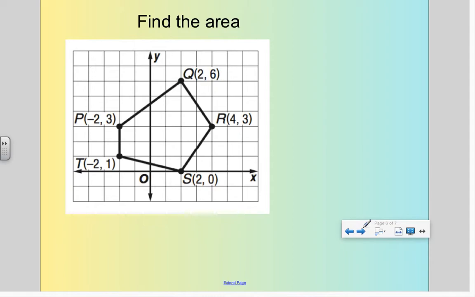Finding the area. So here we're given it on a coordinate plane. So you're still going to want to find your basic figures here. So we have trapezoid right here. Let's see, what else can I break this into? What else can we break this into?